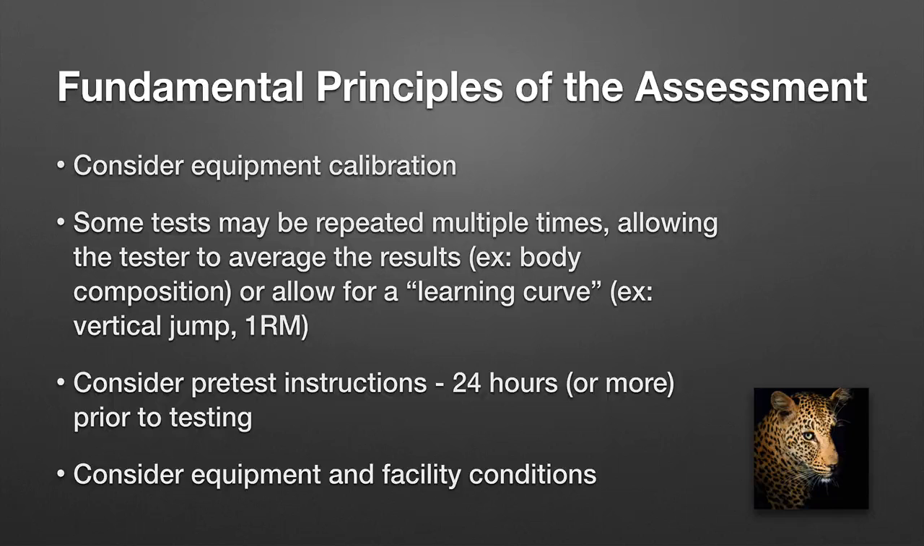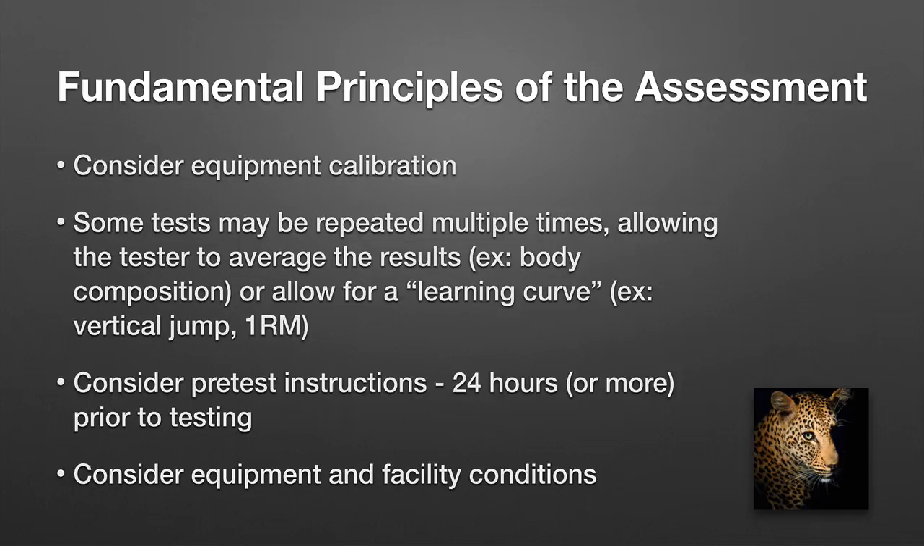Now, for a vertical jump or 1RM, we might have that athlete test 2 or 3 times on that apparatus, at that vertical jump or at that 1RM, to make sure we get their best result. And then we actually don't take the average of those, we take the best result of those 3, because there might be a learning curve there for that athlete. They may have never performed a vertical jump before, or maybe they've never performed a 1RM.